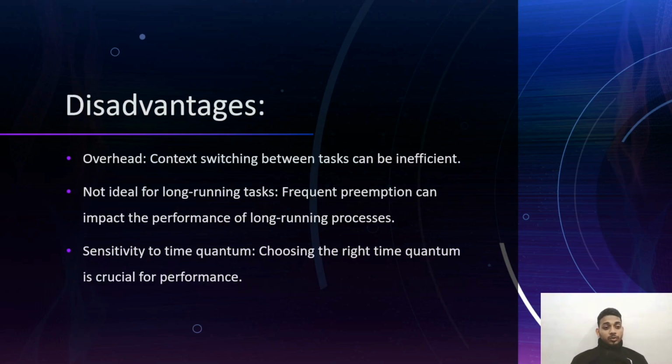Disadvantages: overhead. Context switching between tasks can be inefficient, not ideal for long running tasks. Frequent preemption can impact the performance of long running processes. Sensitivity to time quantum. Choosing the right time quantum is crucial for performance.